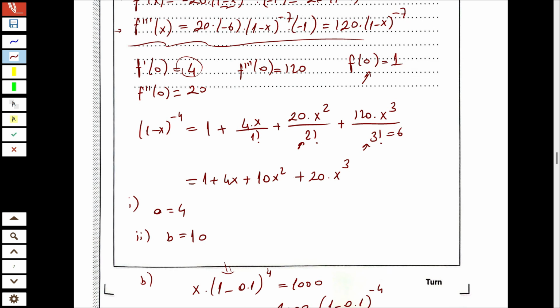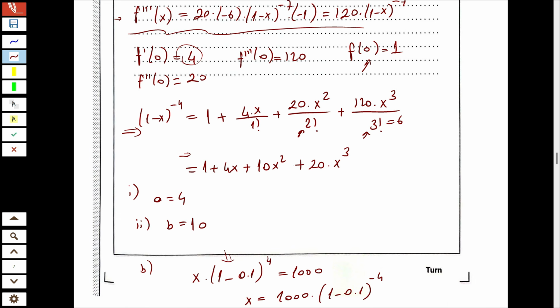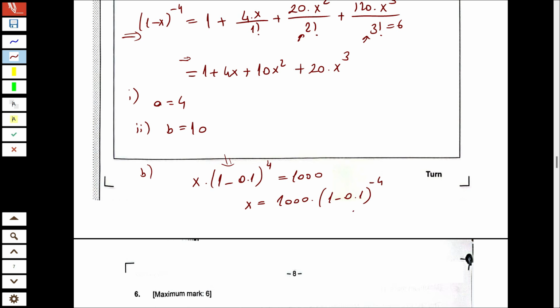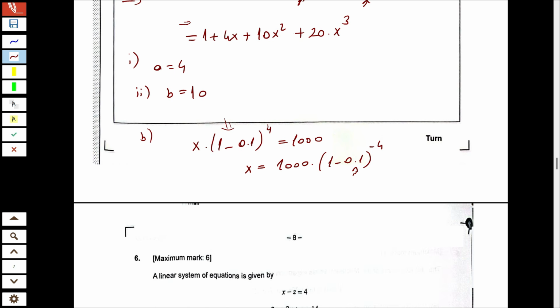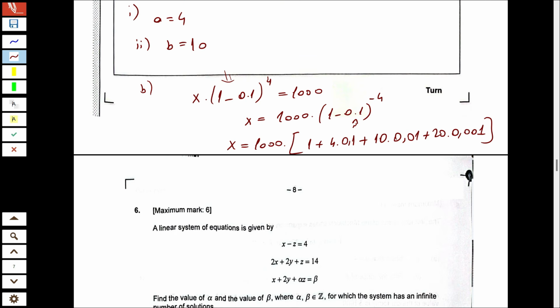Meaning we know that the expression in here, when the power is minus 4, you can just replace 6 with 0.1. In this case, x will be 1,000 times, in parentheses, you can write 1 plus 4 times 0.1 plus 10 times the square of 0.1, which will be 0.01, plus 20 times the third power of 0.1, which will be 0.001. Yeah, we can also distribute 1000 into parentheses.